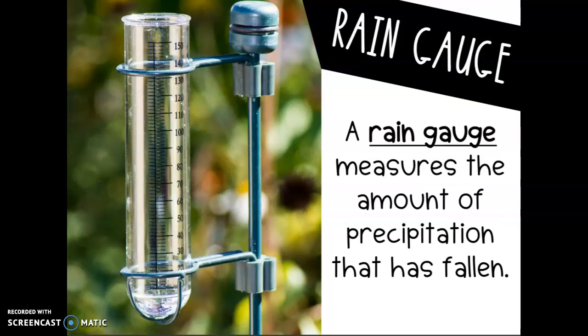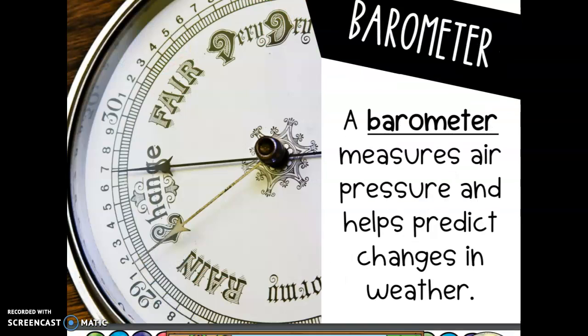Our next weather tool is called a rain gauge. It measures the amount of precipitation that has fallen. So precipitation could be like rain or snow. Our next weather tool is called a barometer. A barometer measures air pressure and helps predict changes in weather.